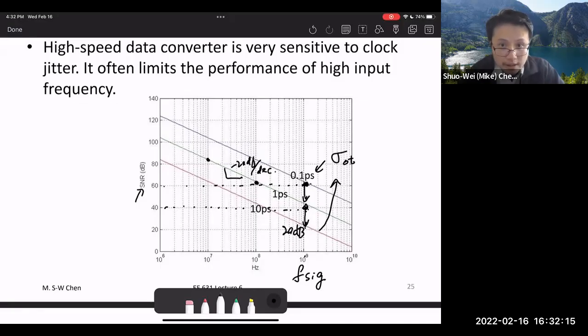Typically, by the way, for low frequency ADCs, usually this is not even a concern. If you go from the left side, even with 10 picosecond clock jitter, you can still get a very decent signal to noise ratio, 70, 80, that kind of range. So if you're designing an ADC for low-speed applications, for IoT or biomedical, you are usually designing for the left side regime, and you worry a lot less about jitter.